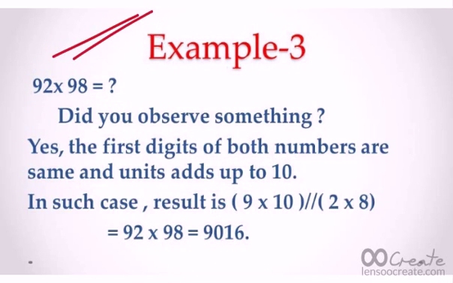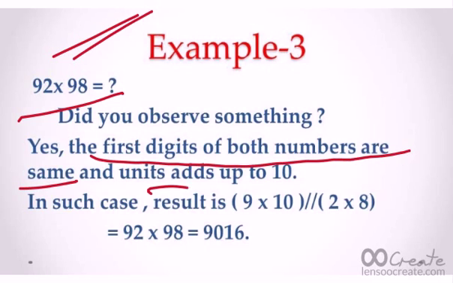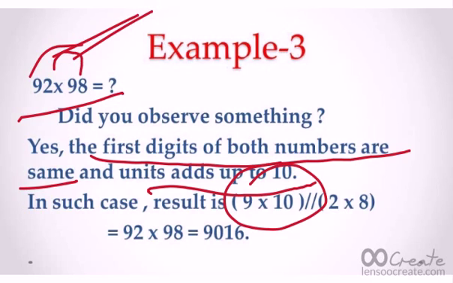Example 3. This is the last example in this video. 92 into 98. As mentioned, the first digits of both numbers are the same and the units digits add up to 10. One more than 9 is 10. 9 into 10 is 90. We have done it here. The product of the units digits 2 and 8 is 16. So 92 into 98 is equal to 9016. Hope you understood this. Practice more problems.